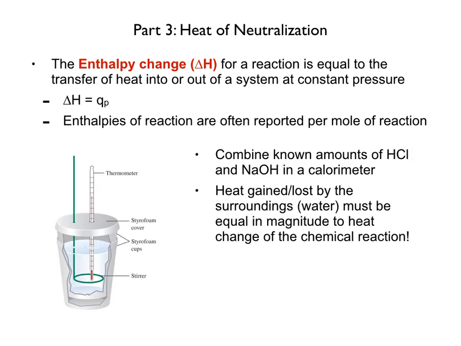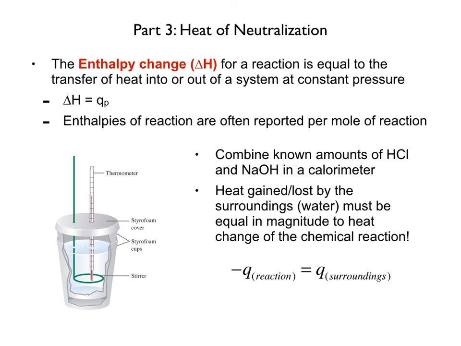So what we're going to do is inside our calorimeter, we're going to combine hydrochloric acid and sodium hydroxide of a known molarity and a known volume. And then we will measure the temperature change that takes place from this chemical reaction. And in this case, the heat gained or lost by the chemical reactions has to be equal to the heat gained or lost by the surroundings. So we're actually measuring the temperature change of the surroundings, which is the total amount of water that's present.